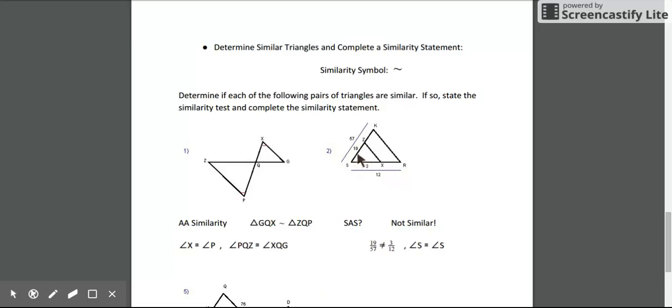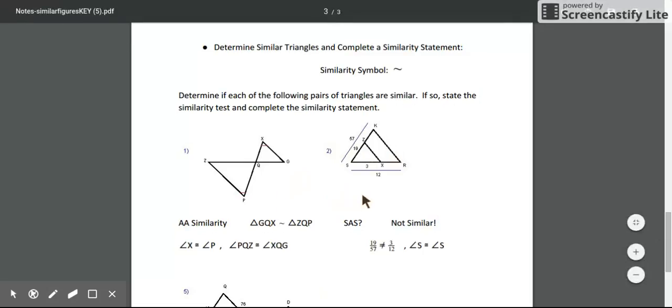Well, I have two triangles. I got this smaller triangle, and I got this bigger triangle. Well, in both of them, angle S is the exact same angle. So I know that one of my angles is congruent. Unfortunately, we don't know the measurements of any other angles. So I can't use the angle-angle similarity test, but let's try and use the side angle side similarity test.